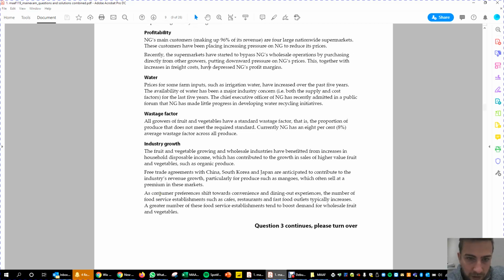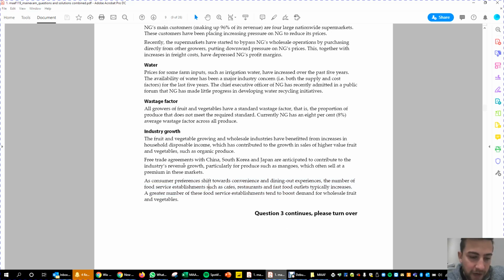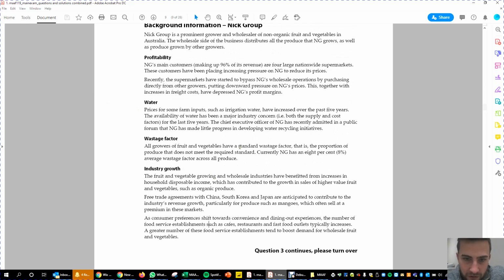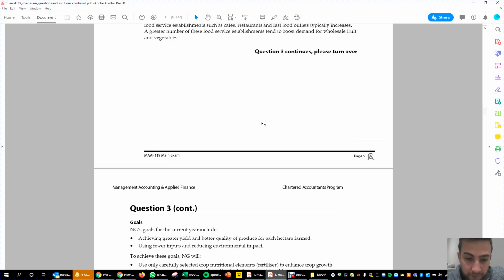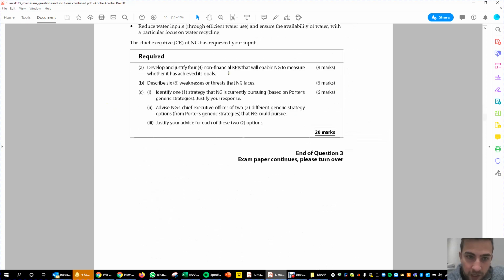Number 5 could be the potential loss of customers due to a shift in consumer preferences toward wholesale fruit. And then potentially the fact that their water recycling initiatives aren't working. So there's the 6. That should get a full 6 marks for Part B.